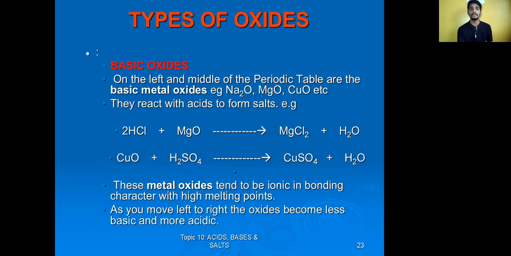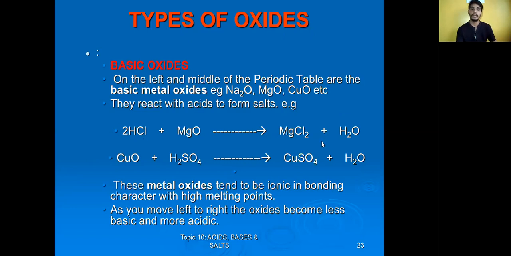Types of oxide. There are two types of oxide, acidic and basic. Let's talk about basic first. On the left and middle of the periodic table, let's talk about the periodic table, there is a left side, and the middle side is there, are the basic metal oxides. There is Na2O, MgO, magnesium oxide, and copper oxides.